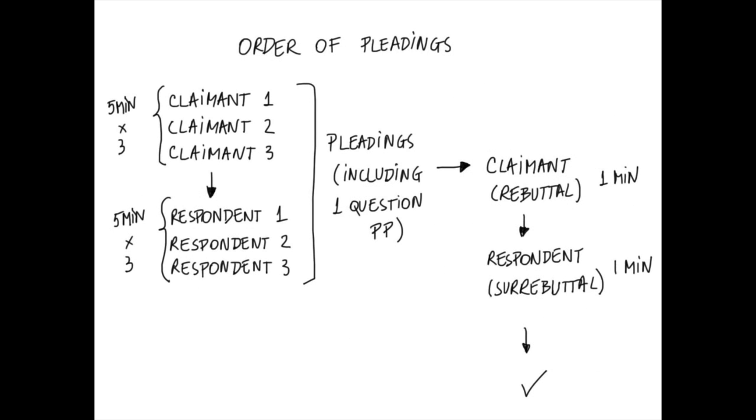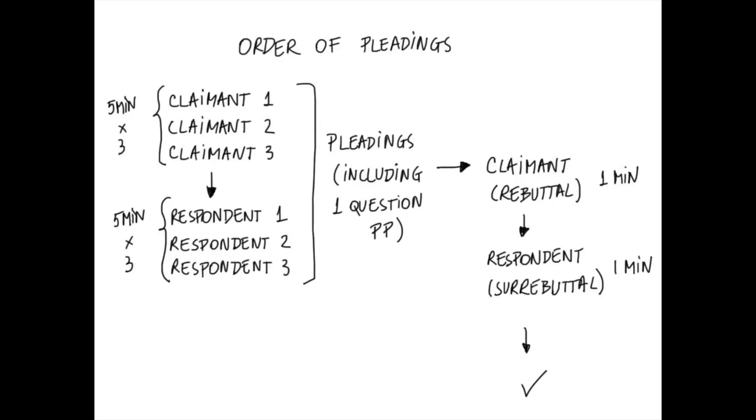When it comes to the order of pleadings, it is of course the claimant who is going to start once the panel gives the floor to the claimant, and every single person in the team of the claimant is going to plead for 5 minutes. This is the case when the team has 3 members. If the team has 2 members alone, then it's for the team to determine whether they want to plead the individual amount of time or the entire amount of time allotted for a normal team.